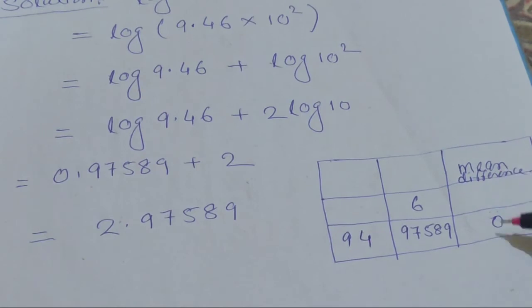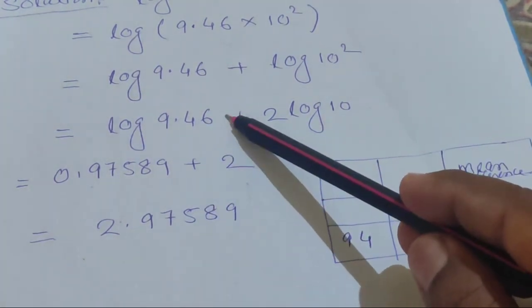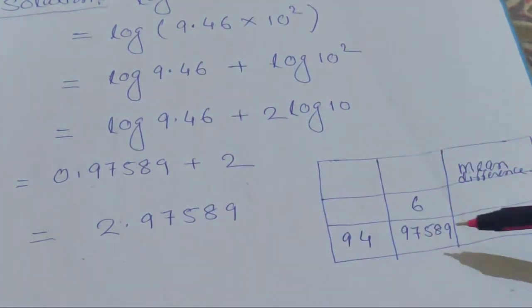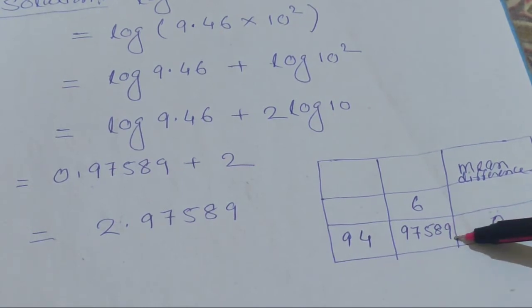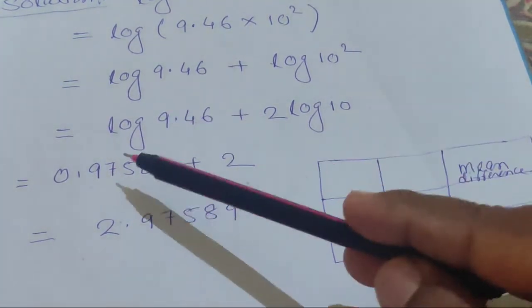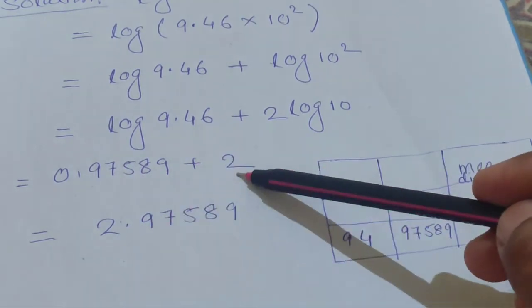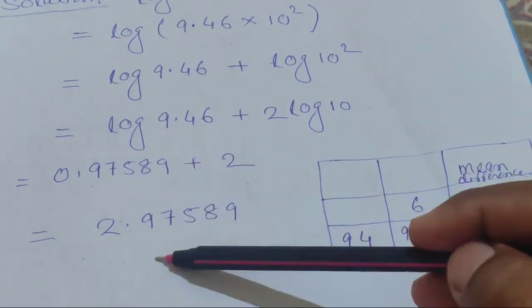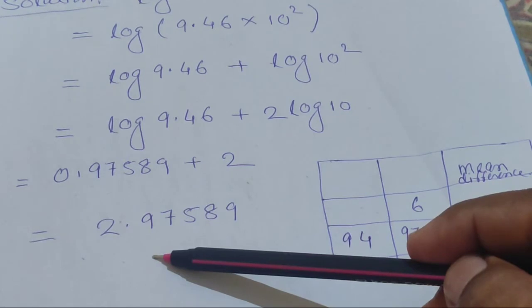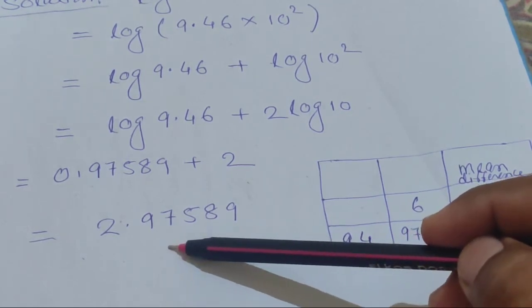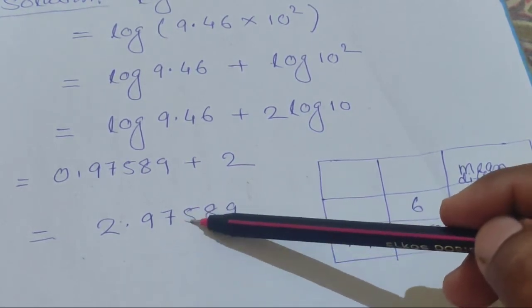Here the mean difference is 0 because after 4 there is no digit. So if I add 0, I get the same number. This is my mantissa, and this is my characteristics. By adding these two numbers, I will get the log of 946. This is the way we can solve for a particular number.